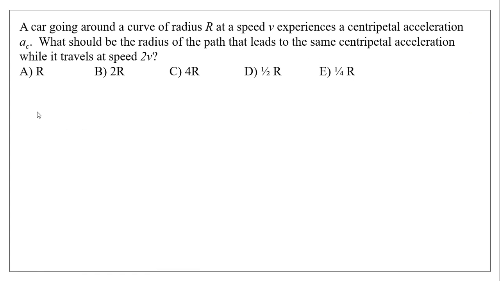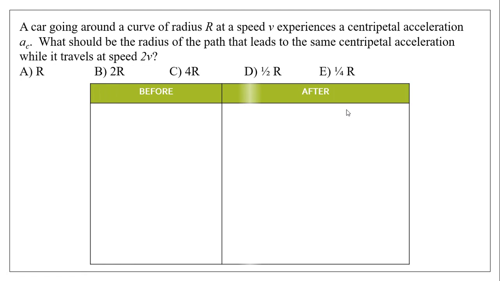And then last but not least for this video, it says here a car going around a curve with radius R at a speed V experiences a centripetal acceleration. So here it involves acceleration rather than force, Ac. What should the radius of the path be to have the same centripetal acceleration while it travels at a speed of 2V? Okay, so here are your choices. The only thing that is changing is our speed. So once again, I'm just gonna go ahead and write out my fundamental.